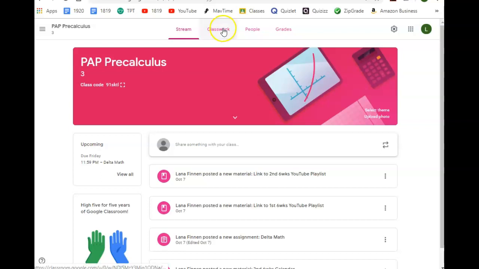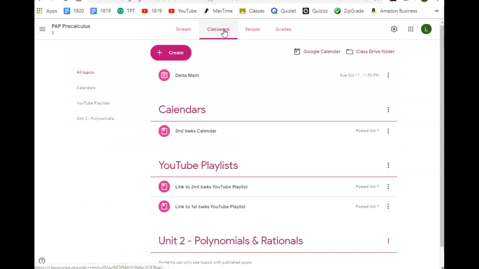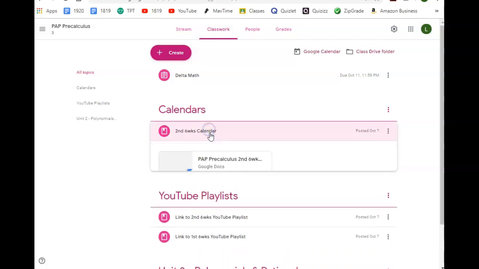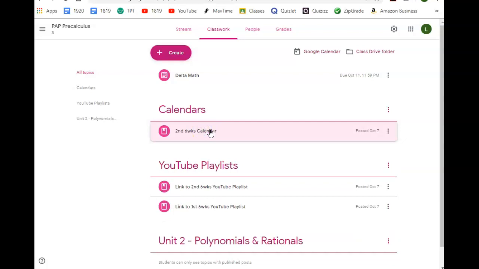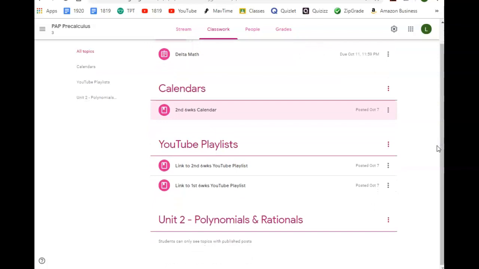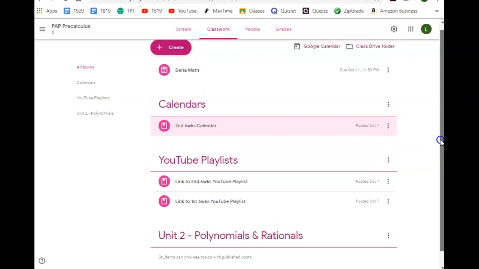When you're in your stream, you go to your classwork. This is what it'll look like. Over here on the left, this is kind of like folders. I have the calendar in here, so you can get to the calendar that you see every day. The YouTube playlists, the links to those. And then this would be the blank copies of notes and homework. I haven't gotten that far yet. But all the same stuff is in Schoology. You can still find all of this in Schoology except for the assignment that I put in there.